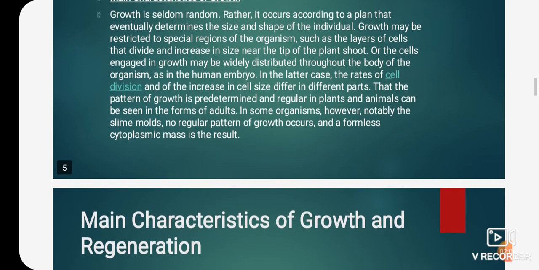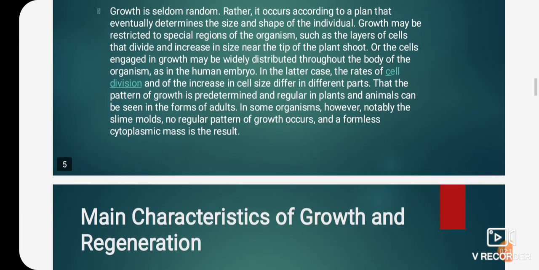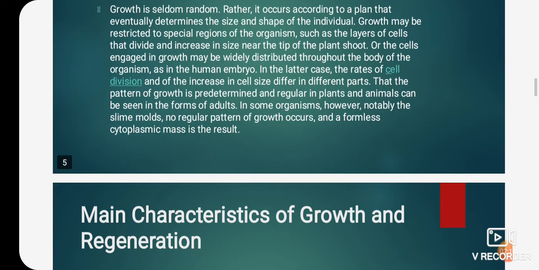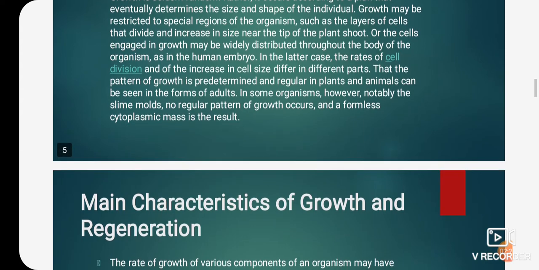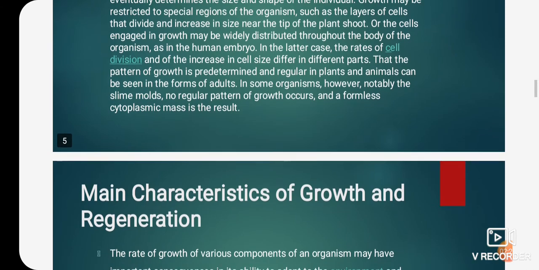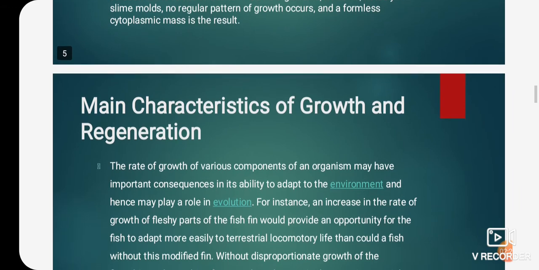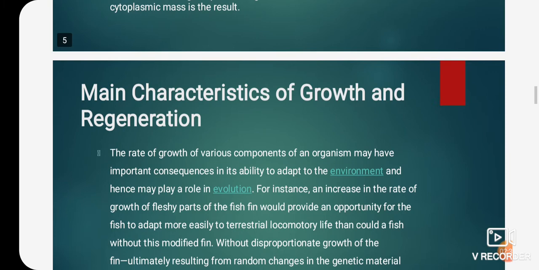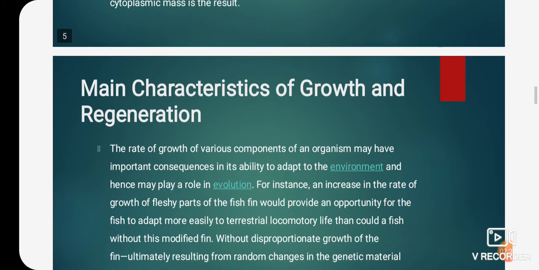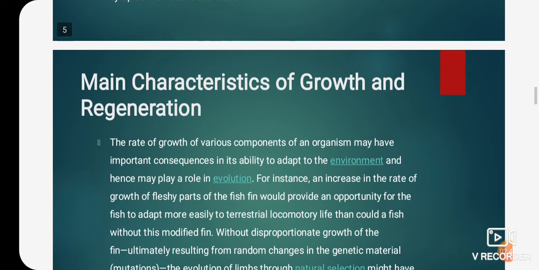so that the pattern of growth is predetermined and regular in plants and animals, as can be seen in the forms of adults. In some organisms, however, notably the slime molds, no regular pattern of growth occurs and a formless cytoplasmic mass is the result. So, students, the rate of growth of various components of an organism may have important consequences in its ability to adapt to the environment and hence may play a role in evolution.